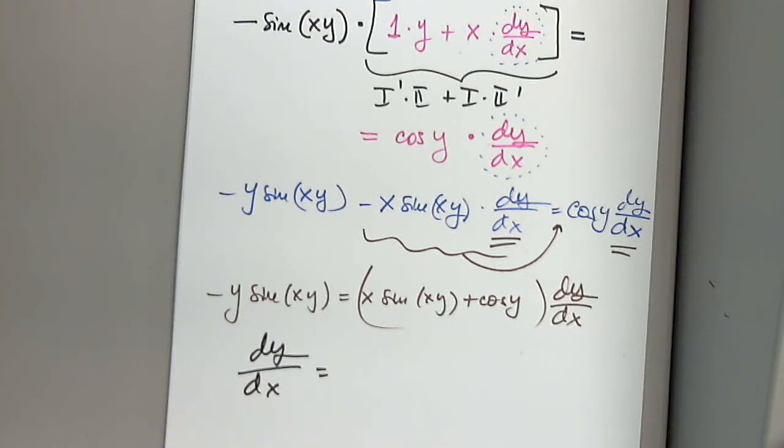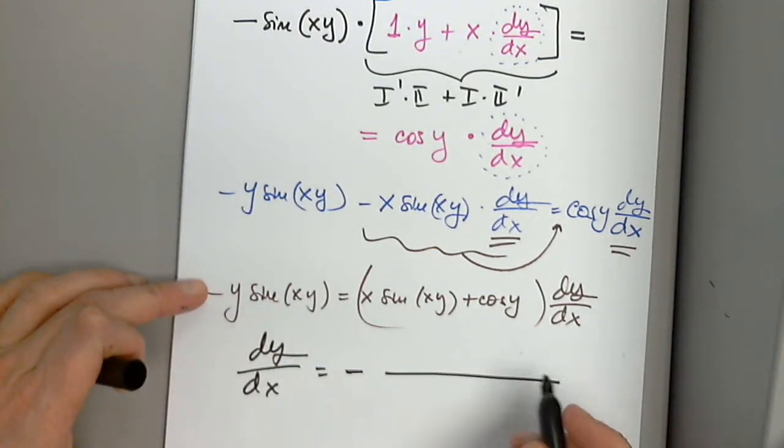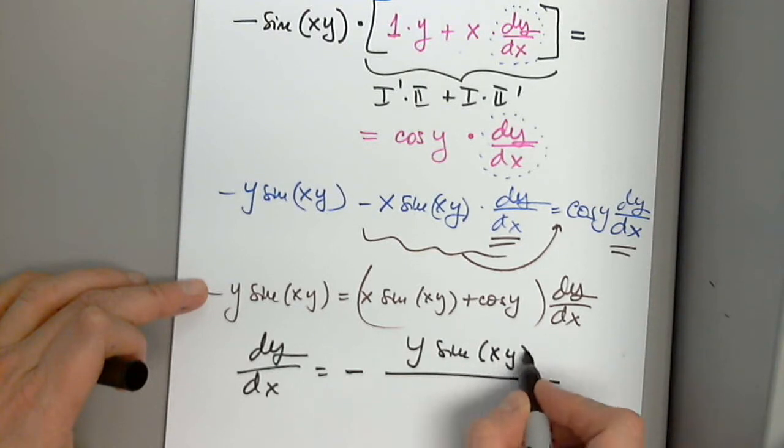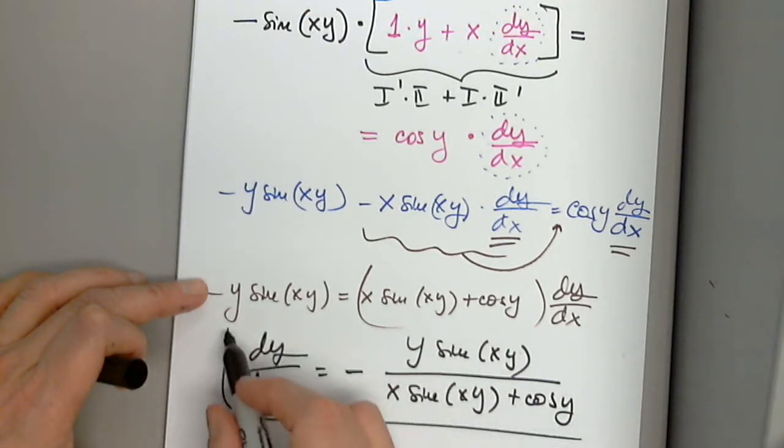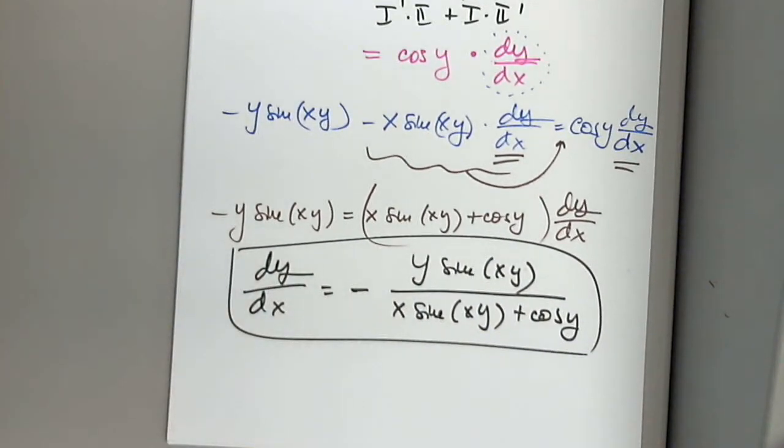You just divide it. I divide both sides by what's in parentheses in front of dy over dx. Excellent. So I'll put minus in front: y sine xy over x sine xy plus cosine y. As I said from the very beginning, this was not a friendly function for a friendly equation at all. And now I would like to practice. That's how we get derivatives of functions that we don't have.